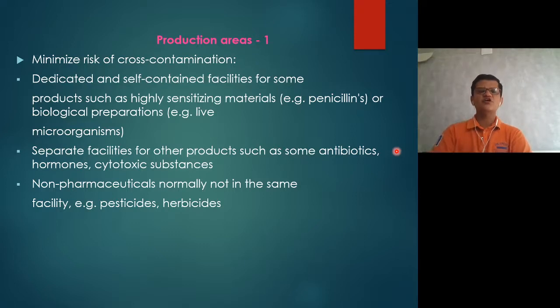Now, you can see the production area. The production area should minimize the risk of cross contamination. There should be a dedicated and self-contained facility for some products such as penicillins or biological preparations. You cannot produce penicillin and paracetamol on a single equipment. You should keep separate areas for each type of preparation. There should be separate facilities for antibiotics, hormones, and cytotoxic substances, and non-pharmaceutical substances should not be produced in the same facility.